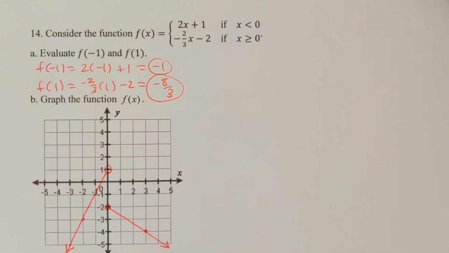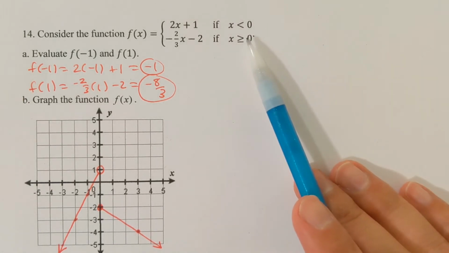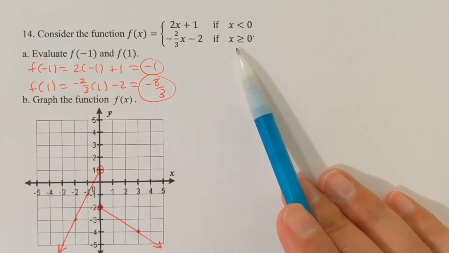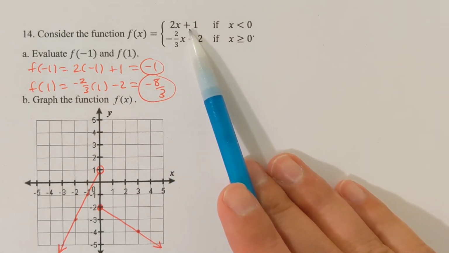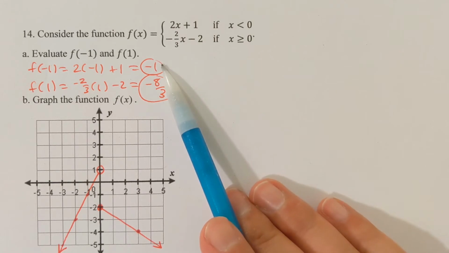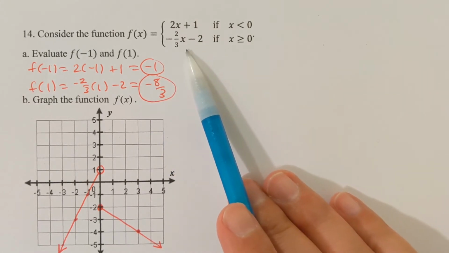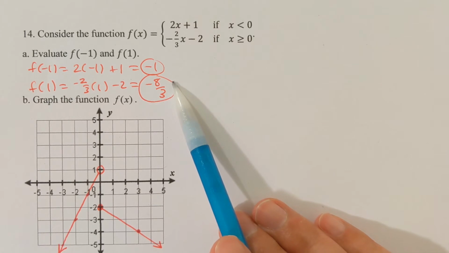Problem 14. Consider the function f of x, which is 2x plus 1 if x is less than 0 and negative 2/3 x minus 2 if x is greater than 0. f of negative 1, 2 times negative 1 plus 1 gives me negative 1, and f of 1 is negative 2/3 times 1 minus 2, which is negative 8/3.